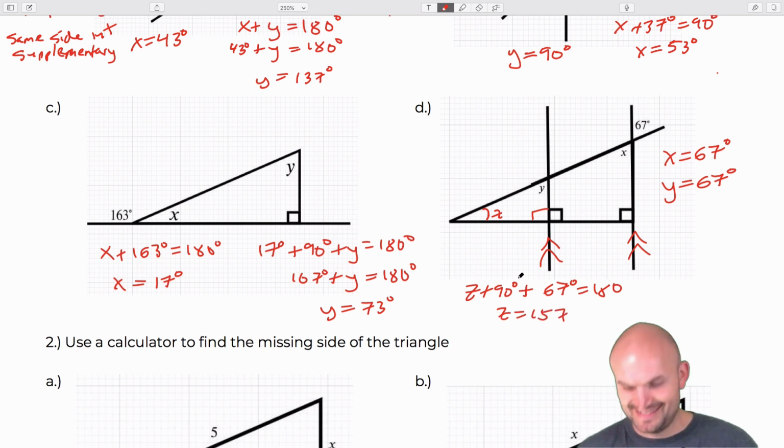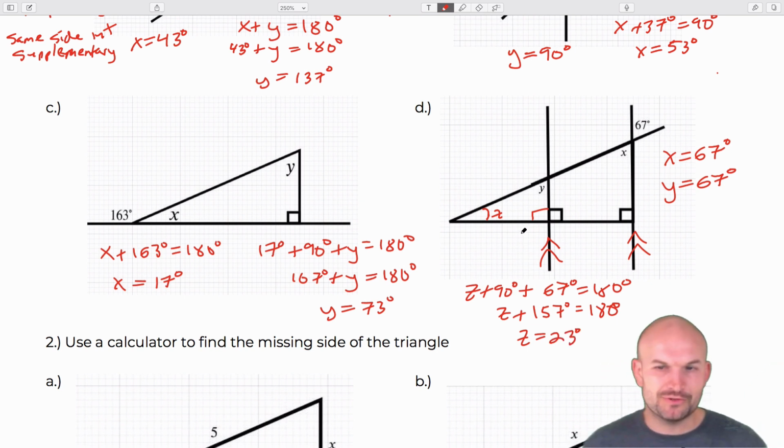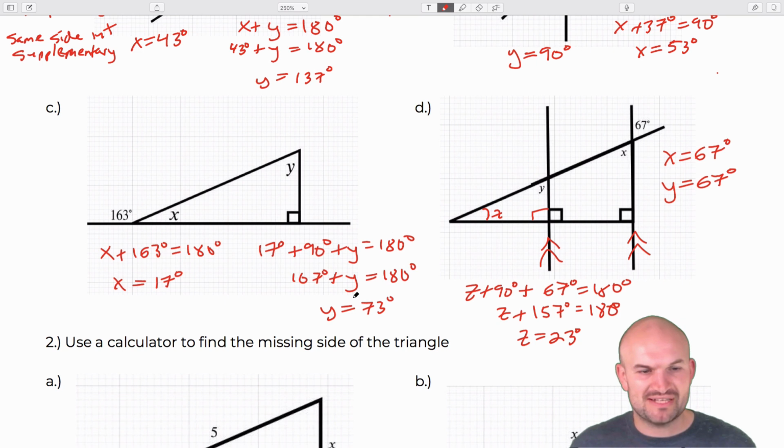I didn't ask for this, but I just wanted to, I guess, play around with this. So that'd be 157 degrees equals 180 degrees. That's 180 degrees. And then subtract, that's going to be 23. So z equals 23 degrees. So just to have a little fun, do a little extra work. Didn't ask for it, but let's have fun.